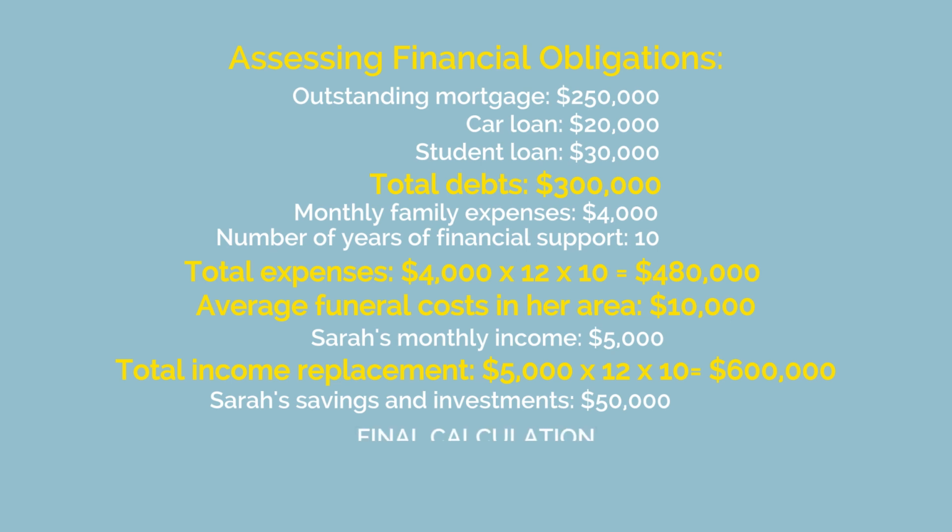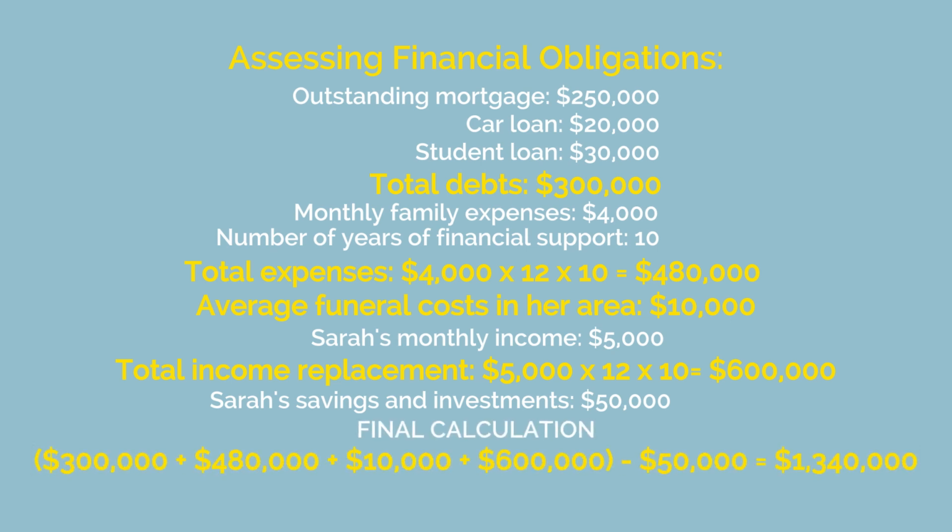So in order to get her final calculation, you would take the $300,000 of current debt, the $480,000 of monthly expenses for the next 10 years, the $10,000 for her funeral and final expenses. We want to subtract out $50,000, and then you'd want to add in her income of $600,000. So that would give you a total life insurance need of $1,340,000, and that would make sure everything in Sarah's scenario that she wants to have happen is accurately represented.